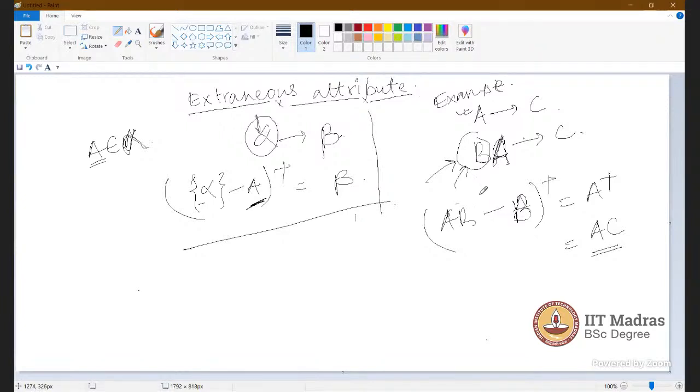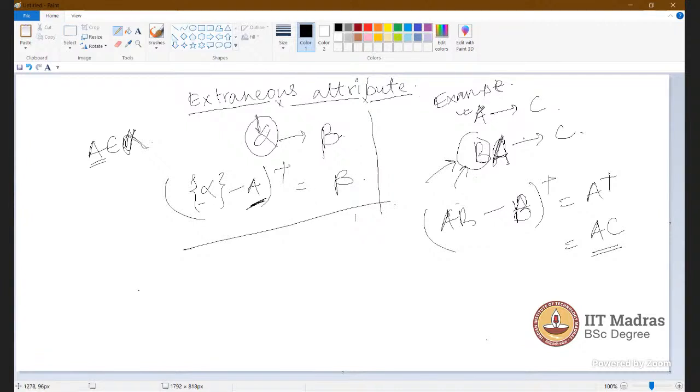Yes, sir. So it is clear to everyone. Sir, actually, I have a doubt over here. After removing this, for finding the closure, we are not going to consider the second functional dependency from the original functional dependency set.